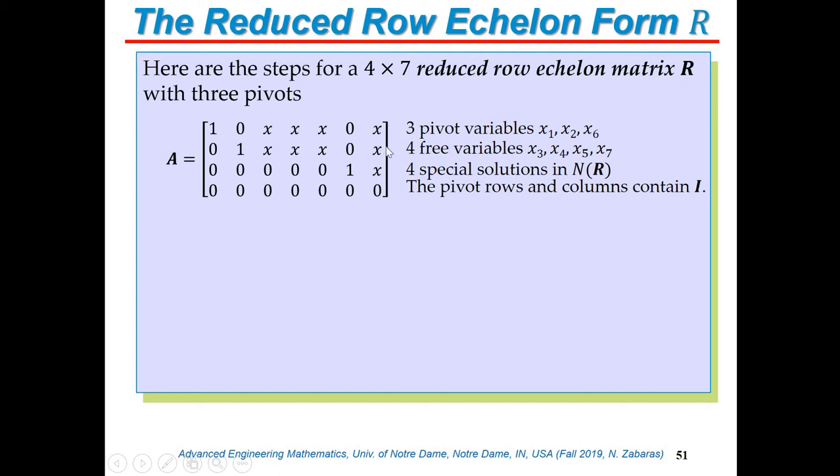So in this problem, to find the solutions to the null space problem, we have seven variables, right? It's 4x7. And the variables x1, x2, and x6 are the pivot variables. x3, x4, x5, x7 are the free variables, right? So there are four special solutions to the null space problem. And so if you can bring a matrix to this form, immediately by looking at what pivot columns you have and what free columns you have, you can identify what the dimensionality of the null space problem is, and also you can identify the special solutions that form what we will call later on the basis of the null space.